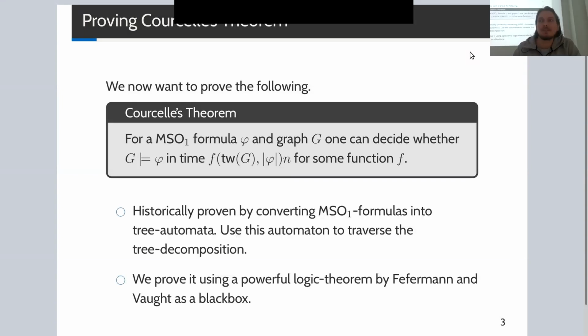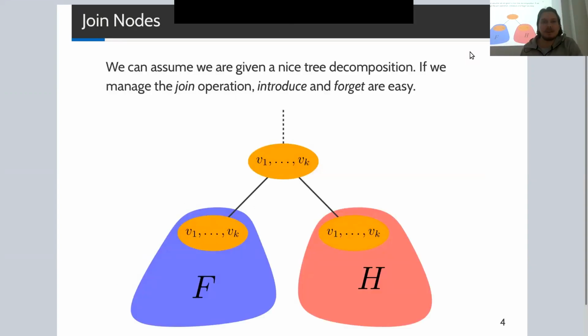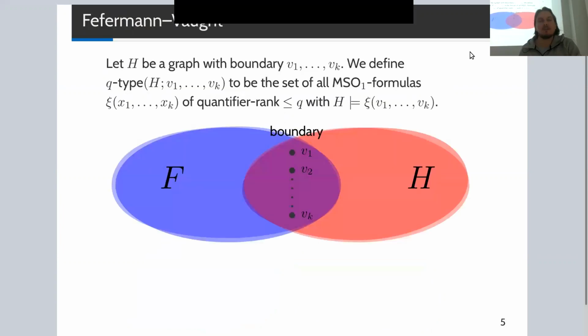And we were about to do this using the Feferman-Vaught theorem. The way we proceeded was as follows. We assumed that we had a nice tree decomposition given, with join, introduce and forget nodes. We're mostly focusing on the join operation because it's the most complicated one, and the other ones will follow nicely once we have the machinery for the join operation. For the join operation, we had a bag with vertices v1 to vk, and the two children bags contained the same vertices v1 to vk. So the picture was kind of like this. If F are the vertices in the left subtree and H are the vertices in the right subtree, then they induce two subgraphs where the intersection, or the boundary between the two graphs, is exactly the vertices v1 to vk that are in the bag that we're currently considering.